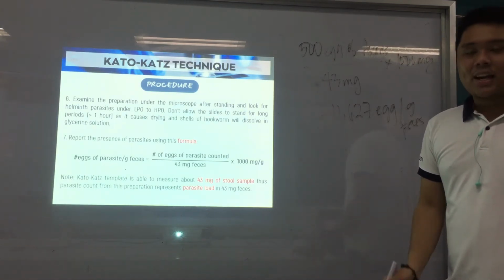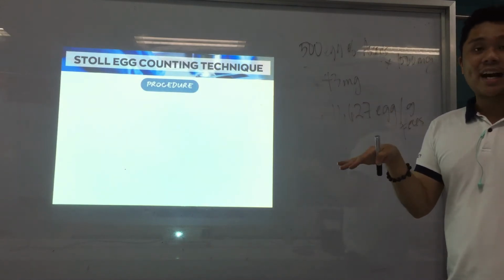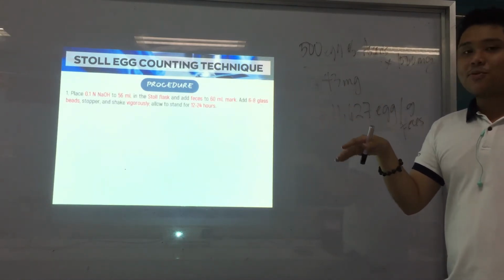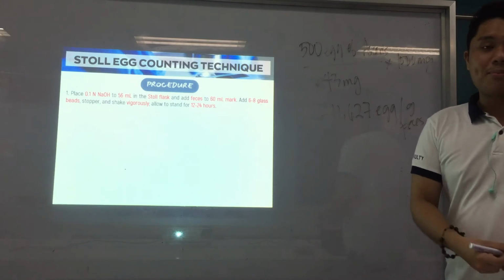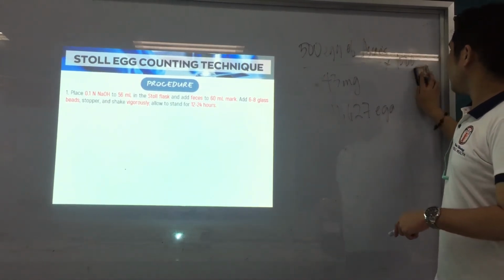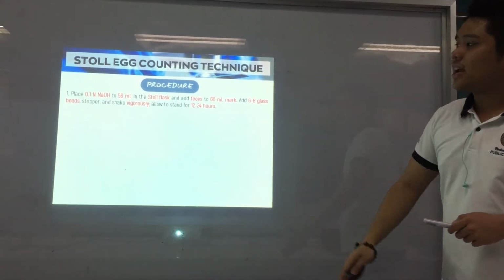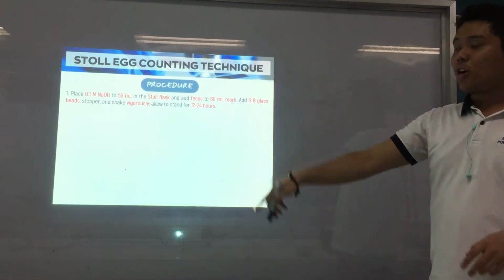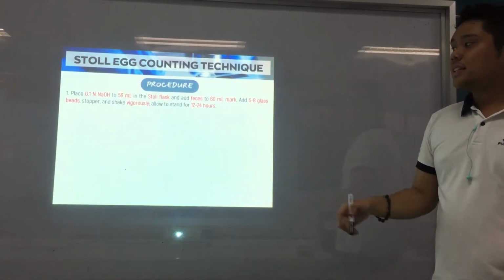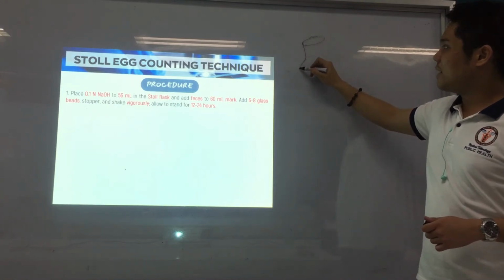Now we have a different counting technique known as the Stoll egg counting technique. We use this if our fresh stool samples are liquid in nature. So the first thing that we do is we aspirate or place 0.1 normal NaOH to the 56 ml mark in the Stoll flask. The Stoll flask, I cannot see a picture, but I believe that's still an Erlenmeyer.